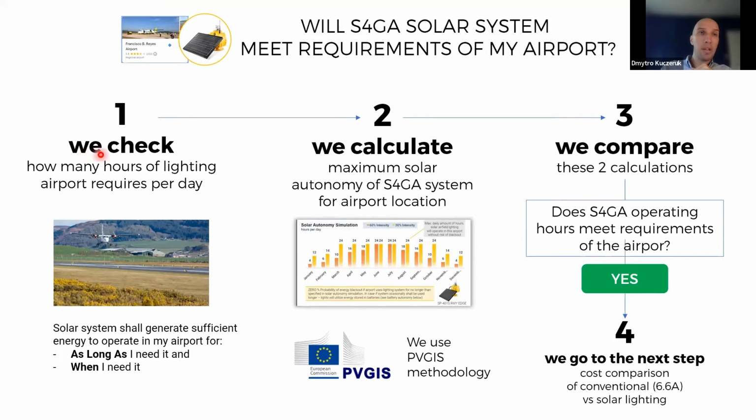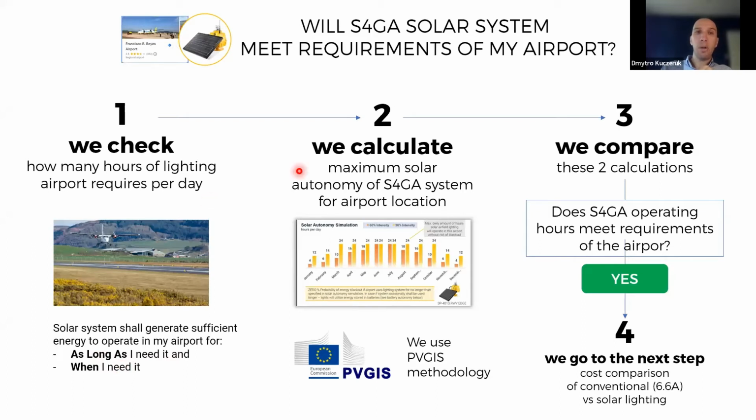So we start by checking how many hours of lighting the airport requires per day. Obviously, this is connected with the amount of flights. Let's say we have 10 flights per day. We estimate half an hour per one flight operation. 10 flights per day would give us 5 hours of lighting required for the particular airport. This question here obviously is the beginning of answering, and again I repeat it because I think it's very important, the question if solar system can perform as long as I need it and when I need it.